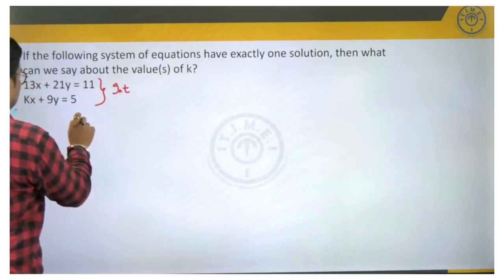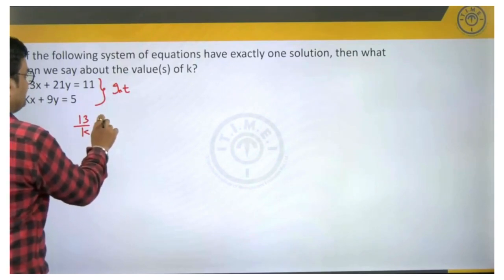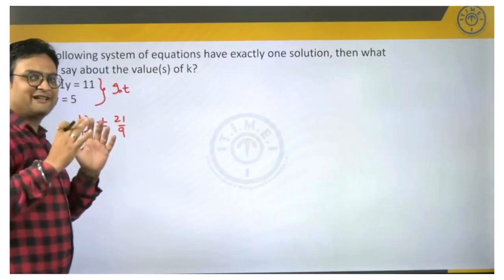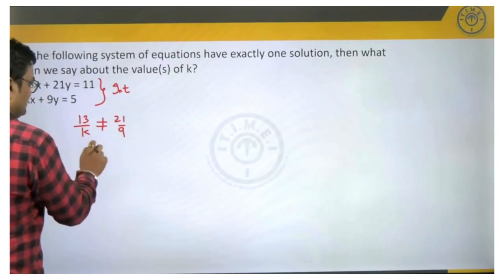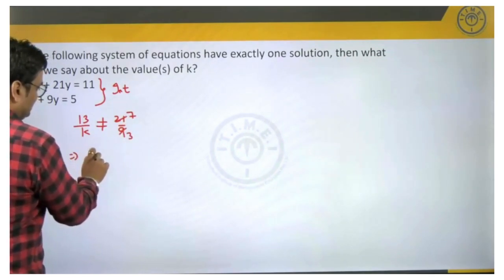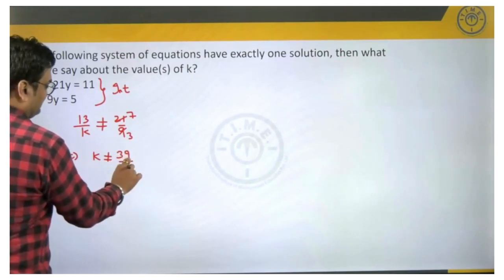So that is A1 by A2 not equal to B1 by B2, right? This was the condition. C1 by C2 we don't even care, right? We are not even concerned about C1, C2. So when you solve this, 3 goes 7 times, 3 goes 3 times. So the value of k should not be equal to 13 into 3, 39 by 7.